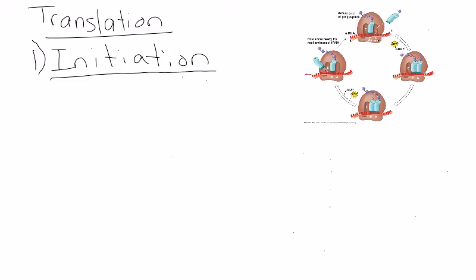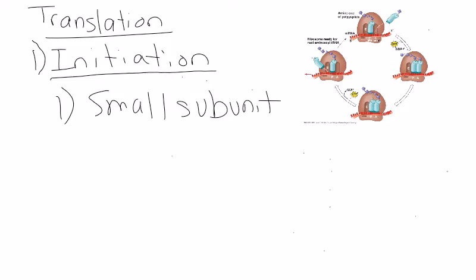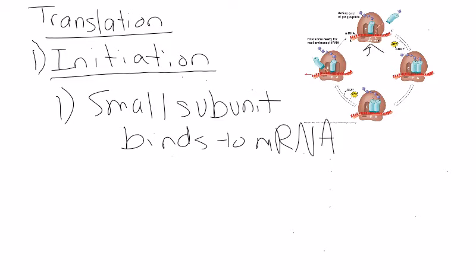Okay, so again, first thing is small subunit binds to mRNA. All right. You can kind of see that up here. You can see that that small unit on the bottom is going to attach to the red strand of mRNA.